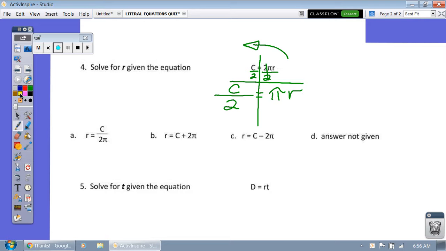And our goal is to get r by itself. So this is pi times r. So the opposite of multiplying by pi would be to divide by pi. And so when you divide by pi, you're simply going to put that on the bottom part of the fraction. So now we have r by itself. And c divided by 2 pi. And our answer is A.